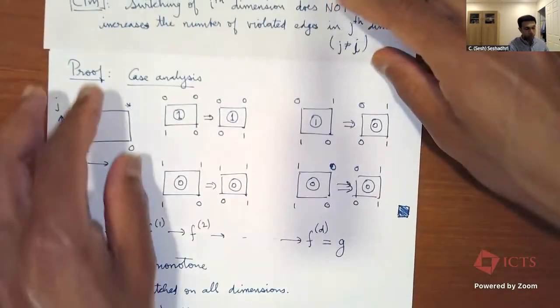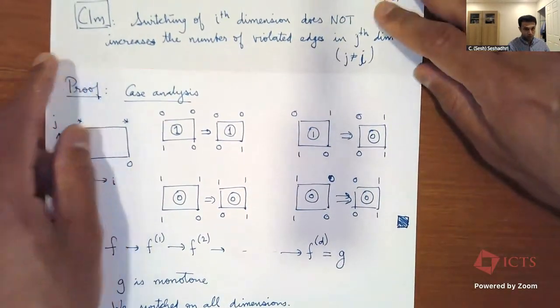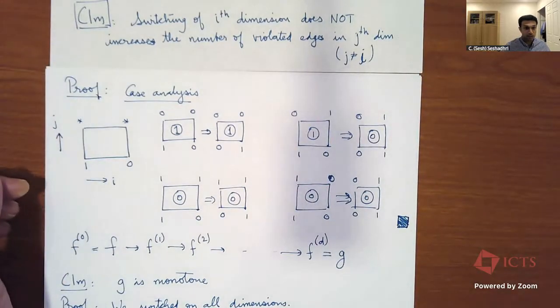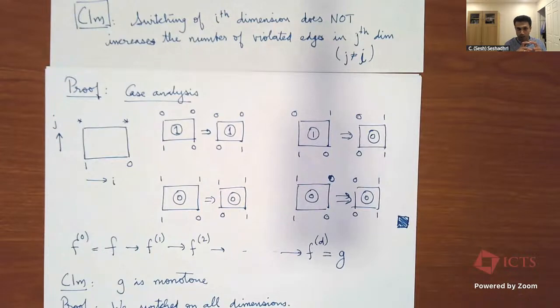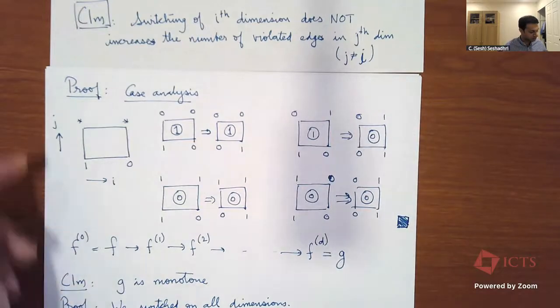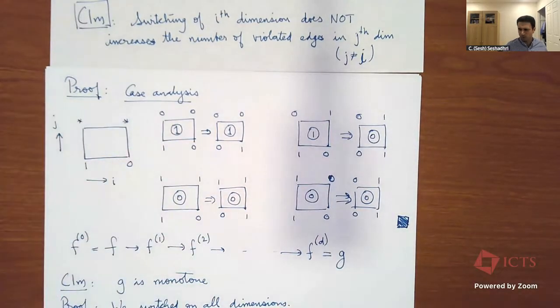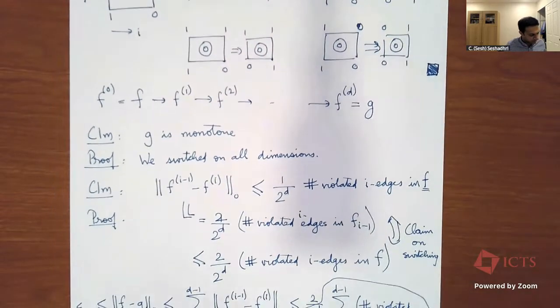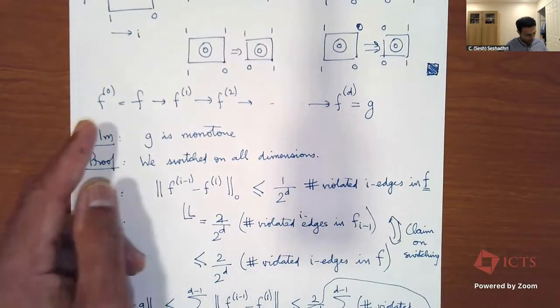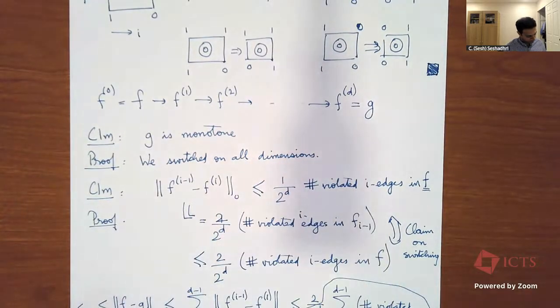The proof of the statement was just a fairly simple case analysis, where when you're looking at two dimensions together, you're looking at a square. So all you need to do is to say that you have a square in i and j, you switch on i, and the violations in j will not increase. You work out the case analysis, you can prove this. So what we get in the end is that G is monotone because we switched on all the dimensions.